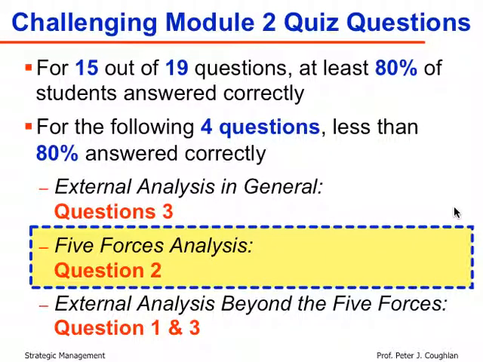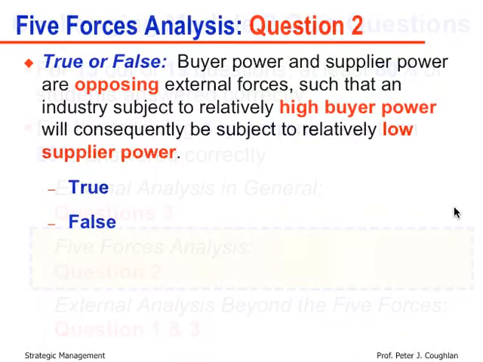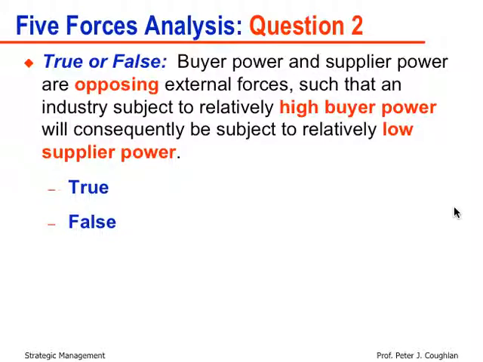There was one question that was challenging from the 5-force analysis section. It was question number 2, and it said the following. True or false? Buyer power and supplier power are opposing external forces such that an industry subject to relatively high buyer power will consequently be subject to relatively low supplier power.